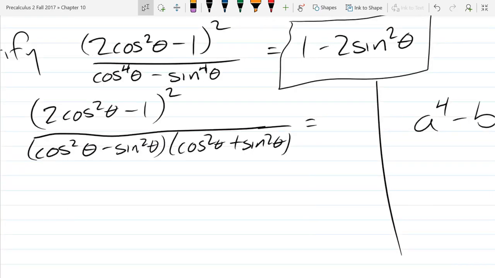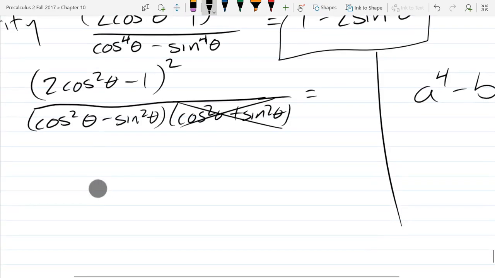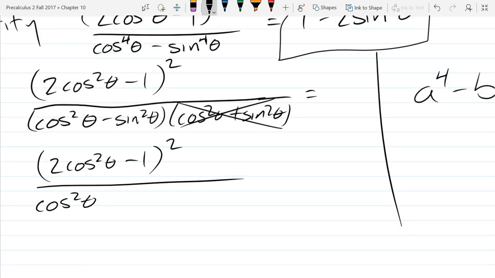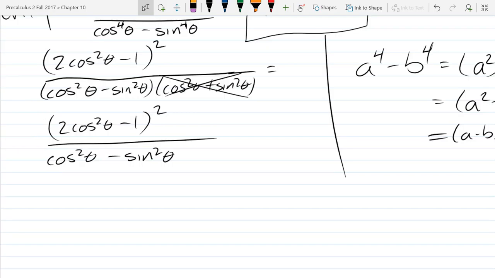So what's really nice about one of these two factors? Both the factors are actually kind of nice, but one is really, really nice. Why does cos squared plus sine squared cancel out? Because it equals 1. So if you multiply by it, it's like multiplying by 1. So that one cancels out to 1. Now we're still left with cos squared minus sine squared. So it's still going to be tricky.